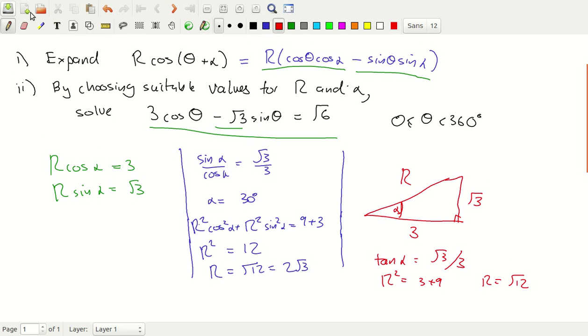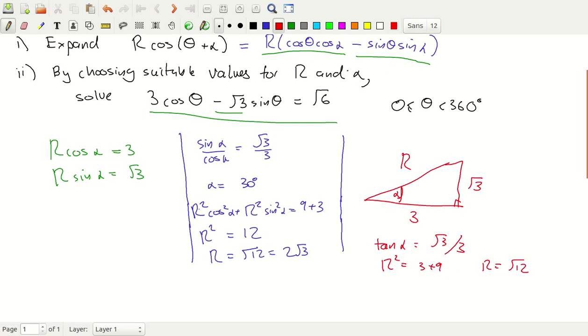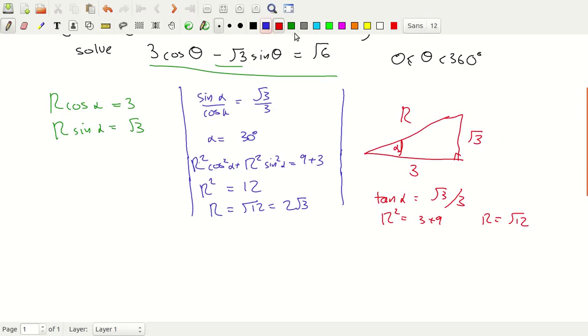Okay, so now we're in good shape. We've managed to reduce our problem to the following equation, which is much less terrifying. It says 2 root 3, that's r, root 12, times cos(theta plus alpha, which was 30 degrees) is equal to root 6. Now I can make a single trig expression the subject: cos(theta plus 30) equals root 6 over 2 root 3. We can simplify that in a second. It turns out root 6 is root 2 times root 3.